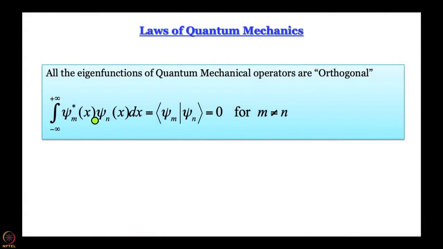What is the meaning of orthogonality here? Orthogonality means you take two functions, take the complex conjugate of one multiplied by the other function, integrate over all space, you are going to get 0. This integral is often written in Dirac's bracket notation, in which it is written ψm in the first angular bracket, called the bra vector, and this is called the ket vector, together it is a bracket. So ⟨ψm|ψn⟩ essentially means the integral of ψm*(x) ψn(x) dx over all space. So what we are saying is if m is not equal to n, then this integral is going to be 0. Very soon we are going to see an example of functions that are orthogonal to each other.